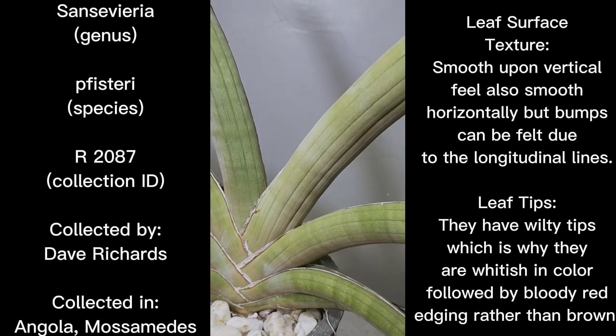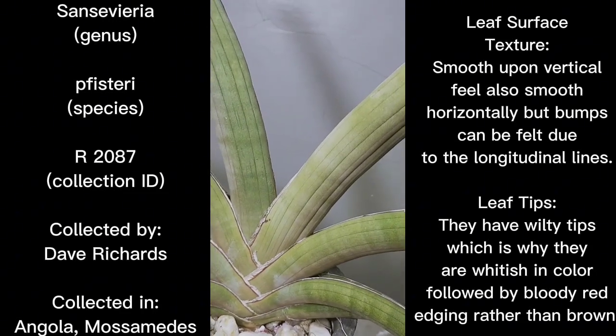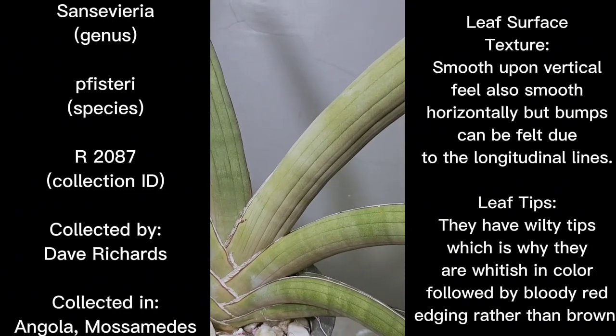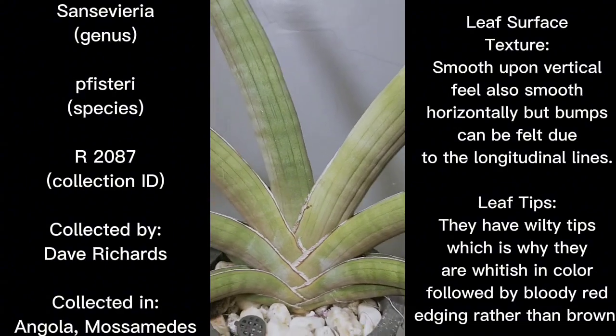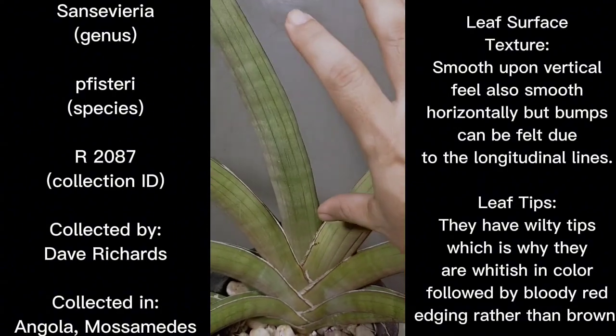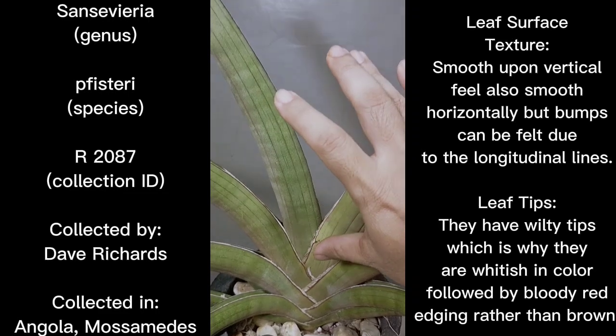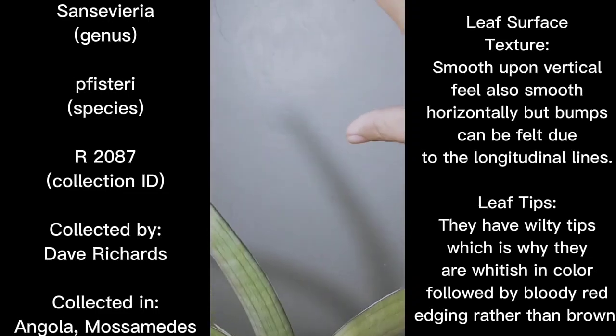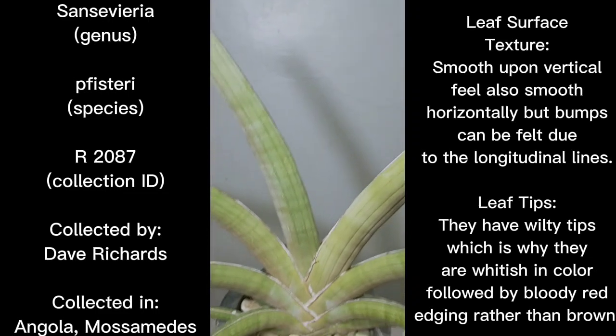Flower tube is 20 to 25 millimeters. The tip is 10 millimeters. So if this has an inflorescence right here, the 20 to 25 would be this part, and then the upper portion would be 10 millimeters.